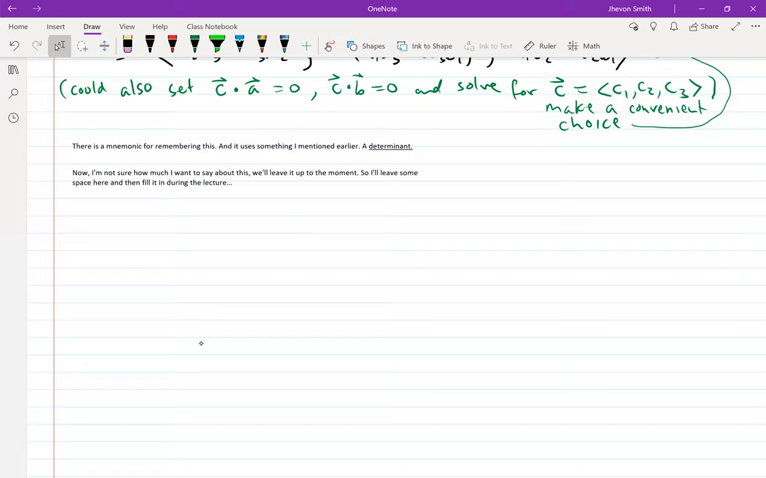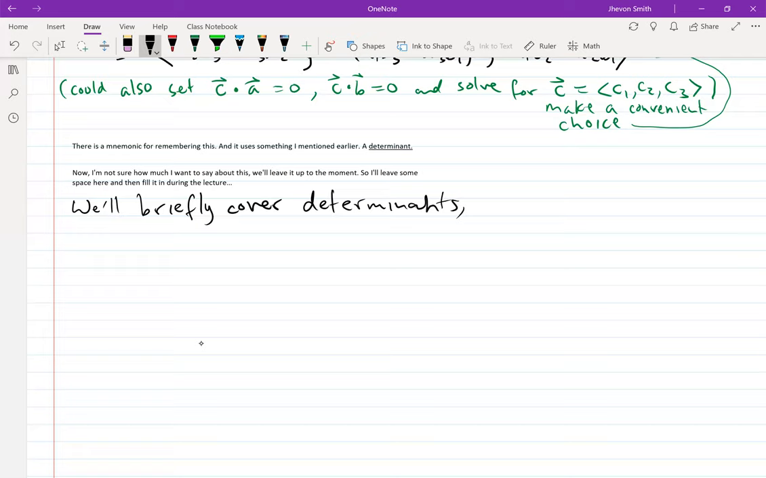So let's talk about determinants. We'll briefly cover determinants. Not comprehensive. I'm pretty much going to tell you the bare minimum of what you need to know in order to compute one of these determinants, and hence you'll use it to help you compute cross products. So let's take some definitions.